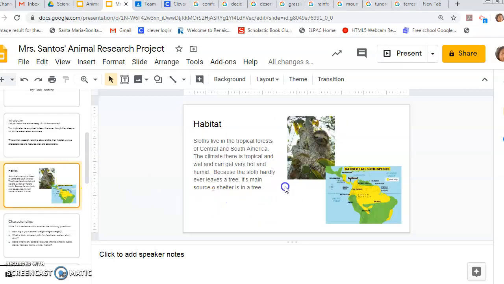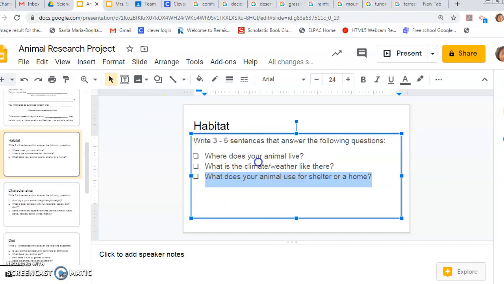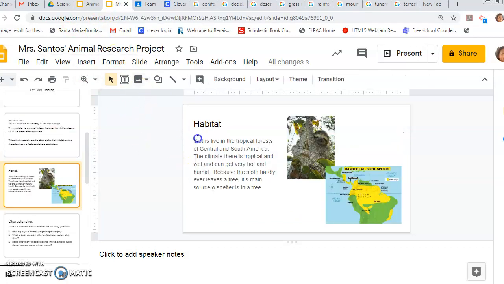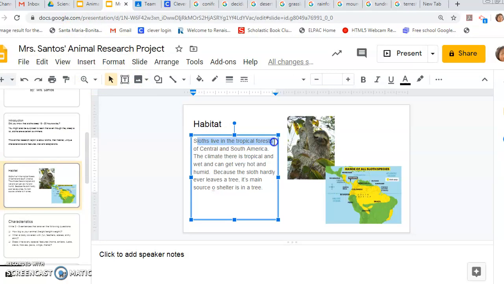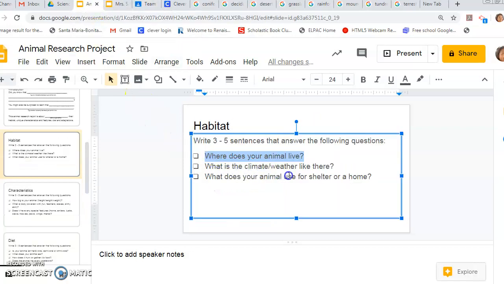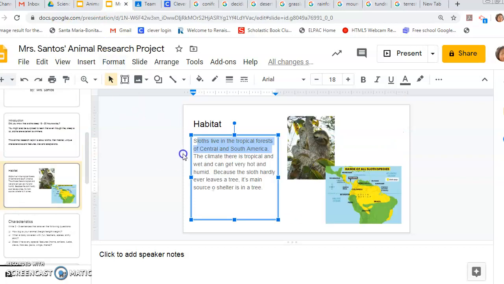Here is my habitat slide. Now as you can see, I took out all of these questions because I answered them. Where does your animal live? Sloths live in tropical forests of Central and South America. My next question was, what is the climate and weather like there? And I deleted that question and I answered it here in a sentence. The climate there is tropical and wet and can get very hot and humid.